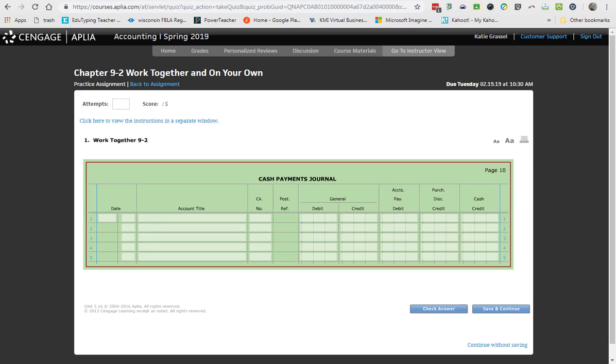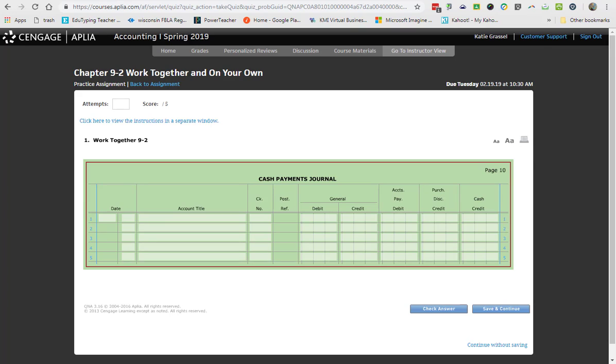Now, next to our check number, we have our post reference. That's where we use to get our information from our journal to our ledger. That's the same. Now, we have another column for general debit and credit. Right? That's used when we have columns that are not special. Now, how many special columns do we have in this journal? 3, right? Okay, I'm going to start with the far right one.